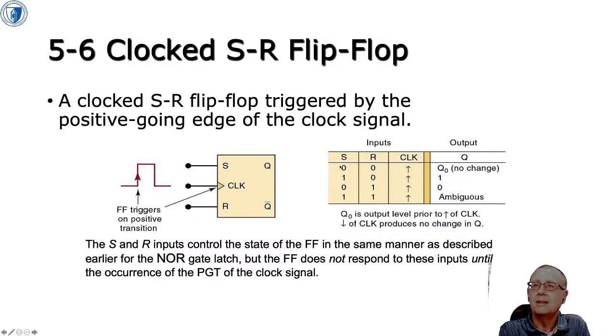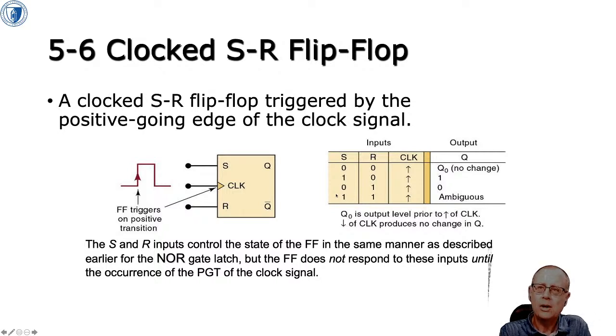If you've got 0 and 0 on the inputs and there's a positive clock transition, then there is no change on the output. If you've got set at 1 and reset at 0, and there's a positive clock transition, then the output gets set to 1. With 0 and 1, on the transition, the output gets set to 0.